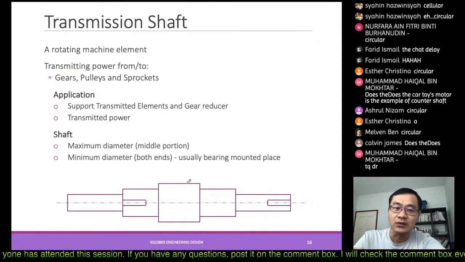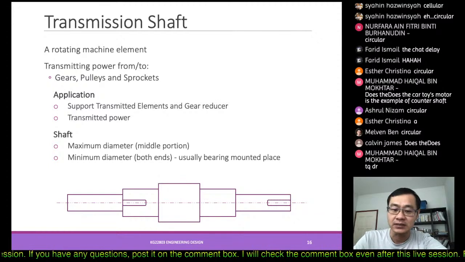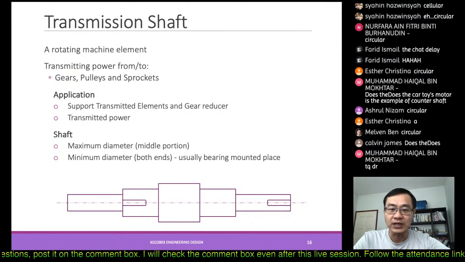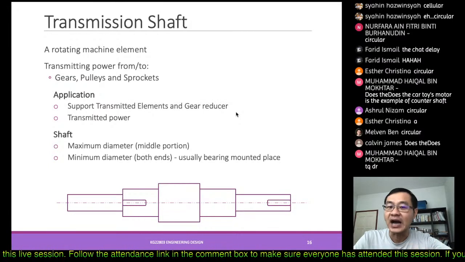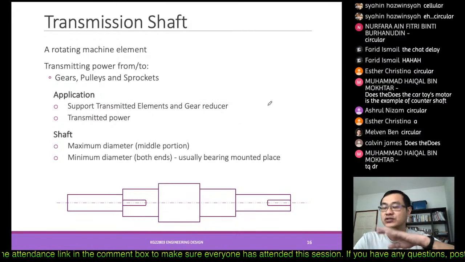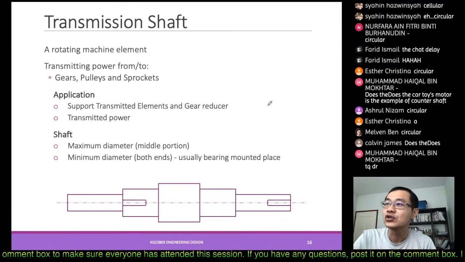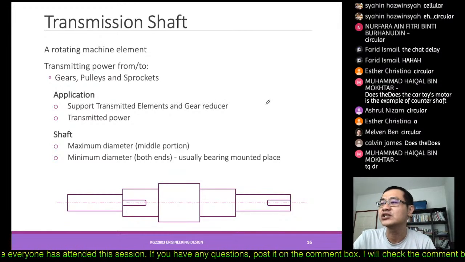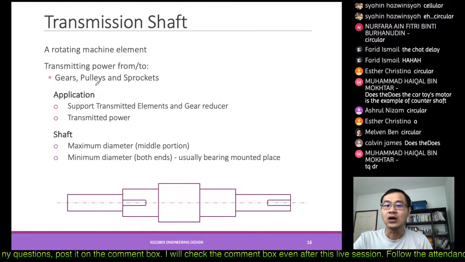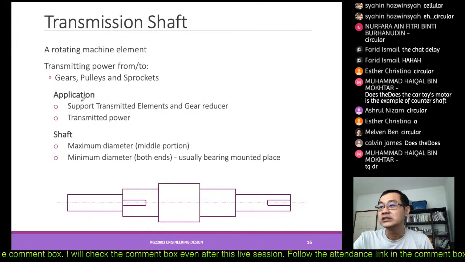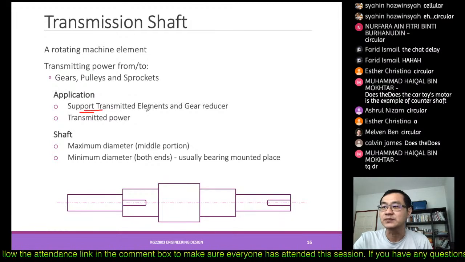But once you know about this, you would be able to design for other kinds of machine shafts and so on. So the general ideas are the same. A transmission shaft is a rotating machine element that may transmit power from the gear, the pulley, or the sprocket. The application is to transmit power and also to support the transmitted elements.